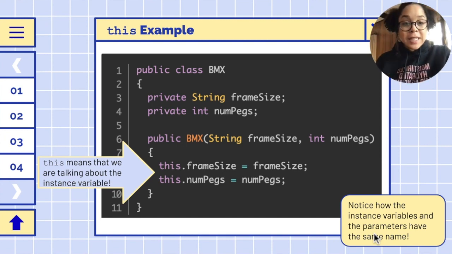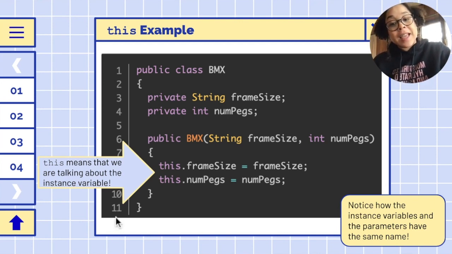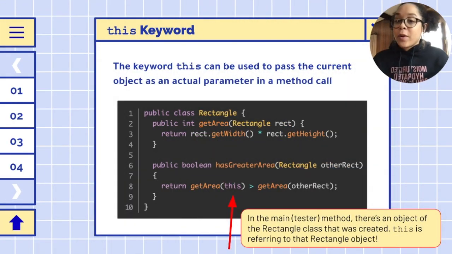In previous lessons, you've had to call them F or FS and N or NP, just so that they had different names. But if you don't want to use different names, then this takes care of that situation for you. Here's another way that the this keyword can be used.